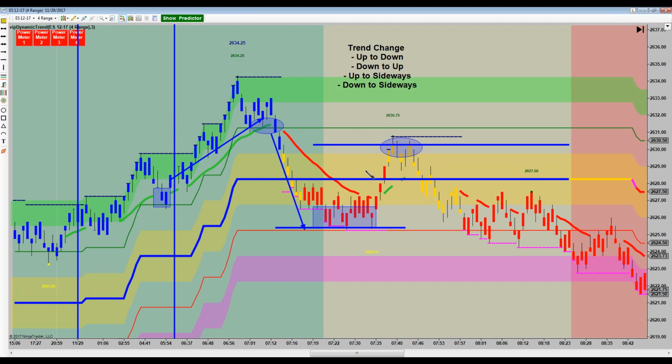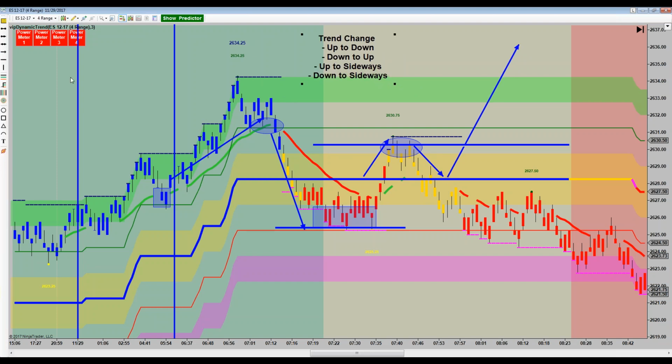In order for this trend to continue, wouldn't you have had to do something like this? At a minimum, and then blammo, off you go. Taking out this swing, right? That would be uptrend continuation, yes? But is this what happened? No. That's not what happened. Not at all. Didn't do that at all. No, we have no uptrend continuation. We didn't even get close to here.